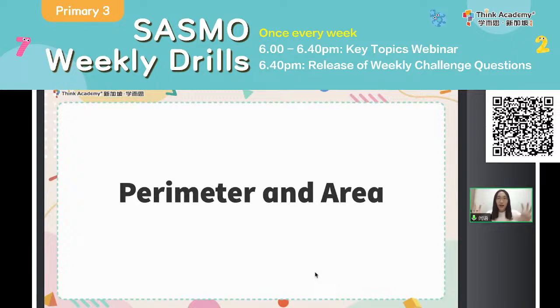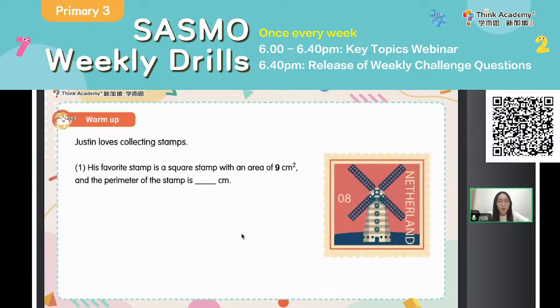So here, let's try to combine something to solve some complicated questions. Okay, perimeter and area. So now let's have a look again, a warm-up question for you. I think this one is easy. Maybe you can have a try. Justin loves collecting stamps. His favorite stamp is a square stamp. Okay, pay attention to the keyword square, with an area of 9 square centimeter. So what is the perimeter of the stamp? Okay, have a try. I give you 20 seconds.